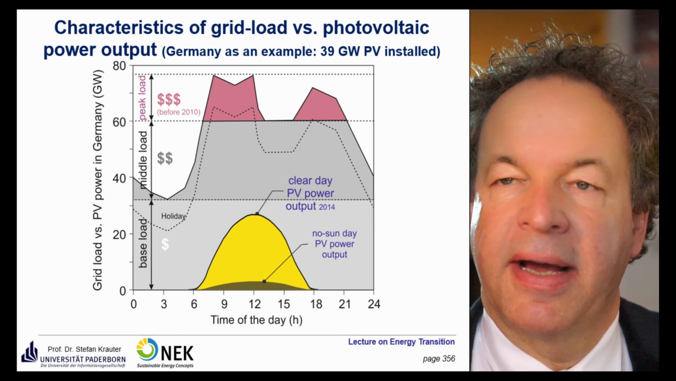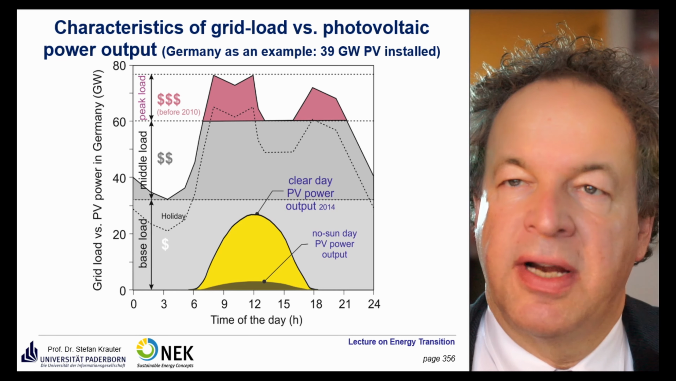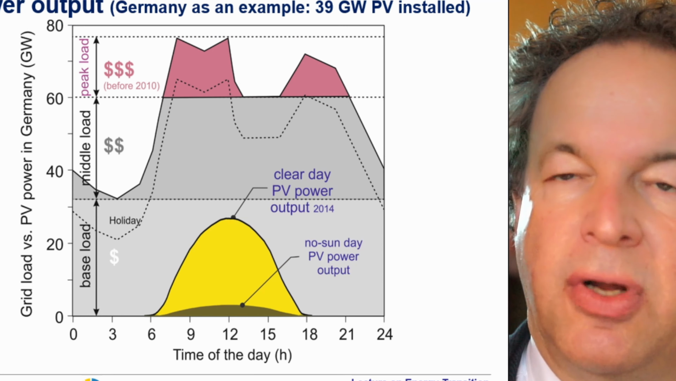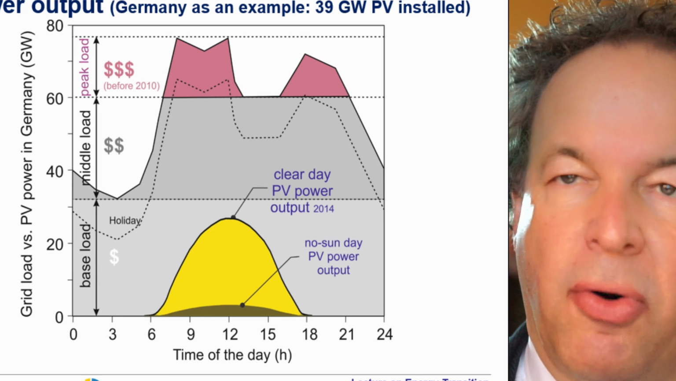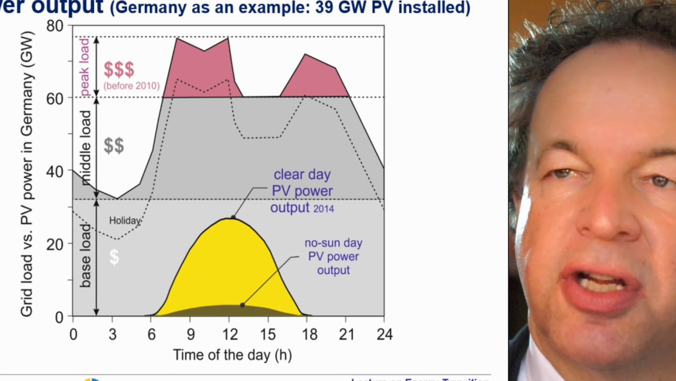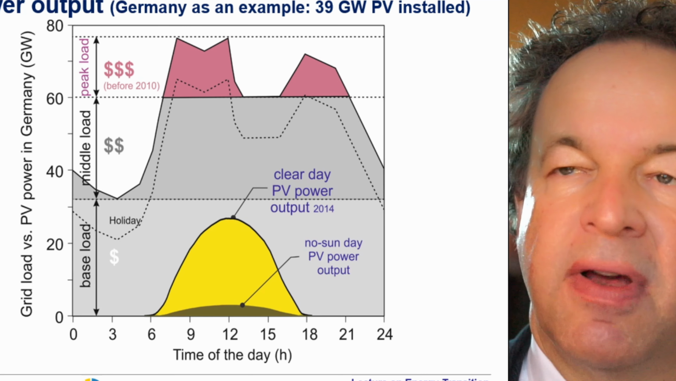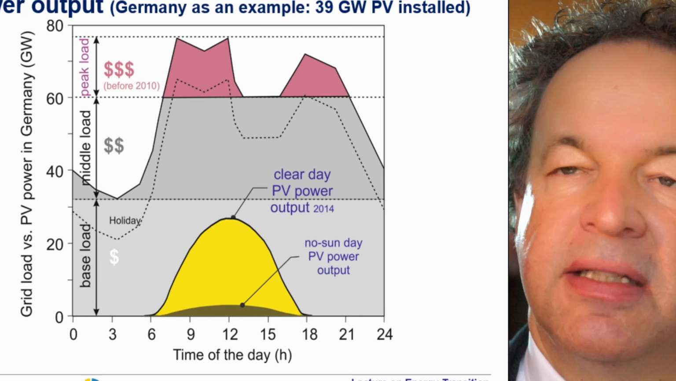Here you see the impact of photovoltaic on the load curve of an energy system. So you have lowest consumption at 3 o'clock in the morning and highest consumption at about midday. Here you see the load curve and the photovoltaic generation curve. This was for 39 gigawatt. Nowadays we have 50 gigawatt of photovoltaic installed.